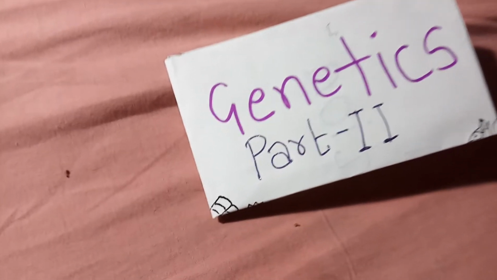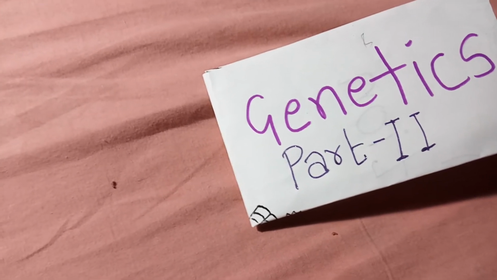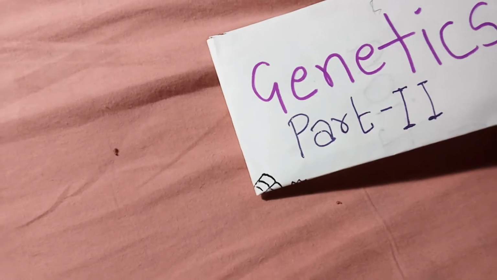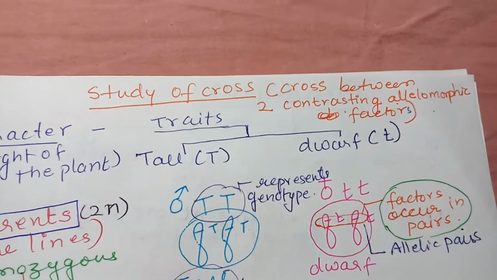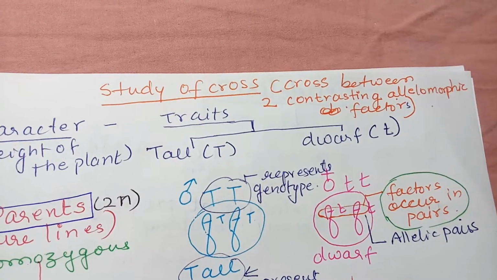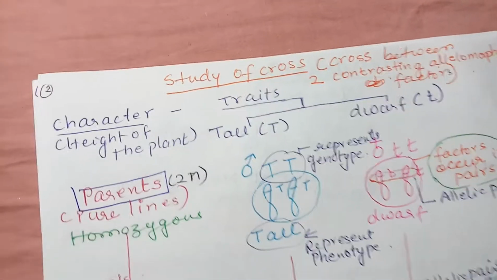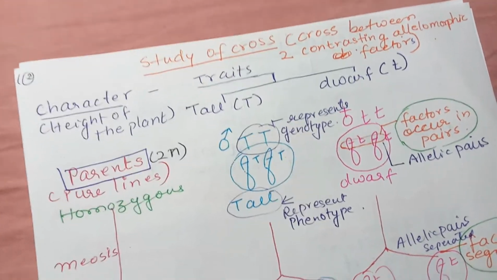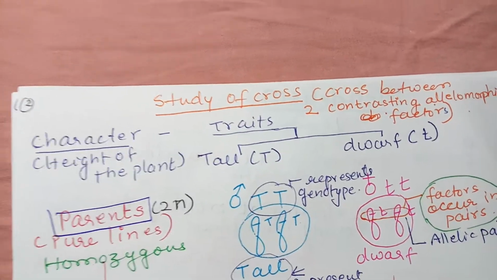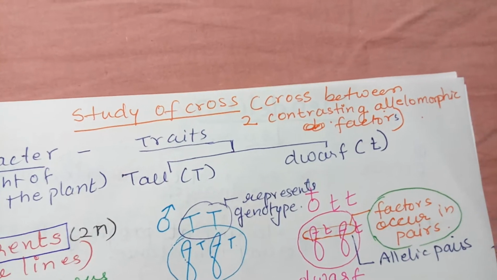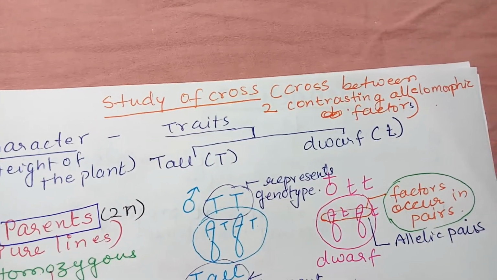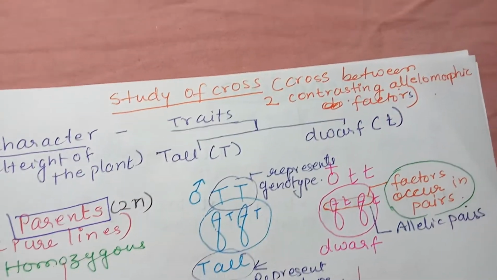The next is how to study the cross. So here I will take a basic cross, that is a cross between the two contrasting allelomorphic factors according to Mendel. Now here first I'll choose the character. So this is a monohybrid cross. I'll be choosing one character, height of the plant, and its traits are tall and dwarf, which are represented as discussed. Now we will start.